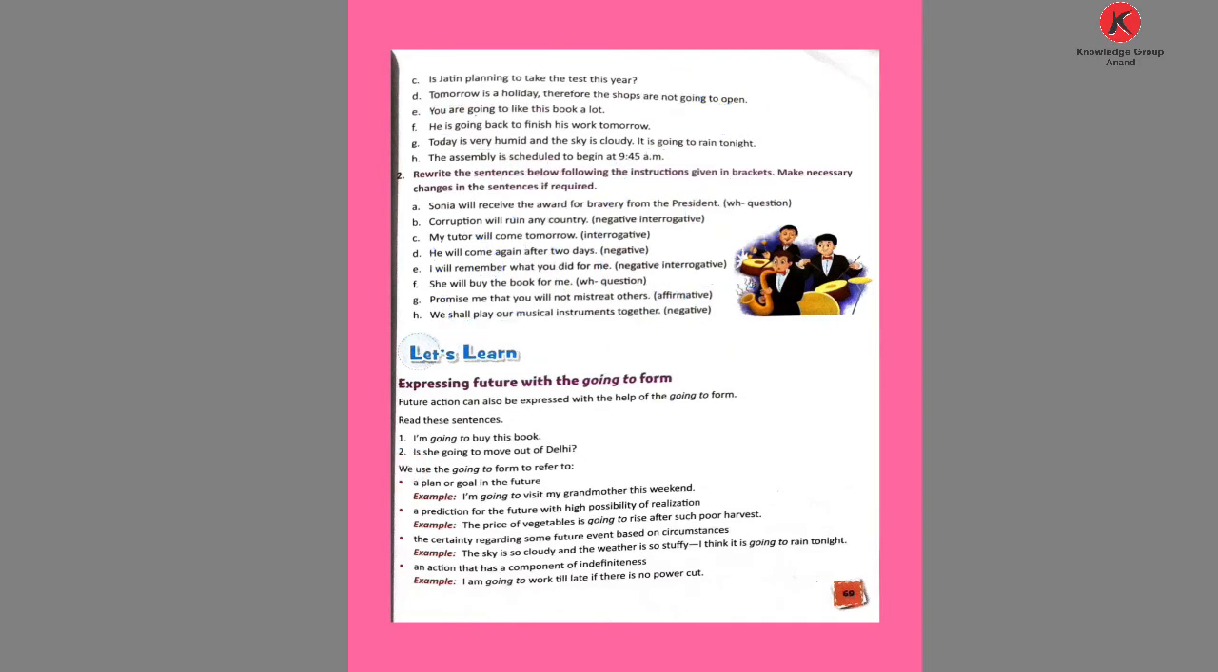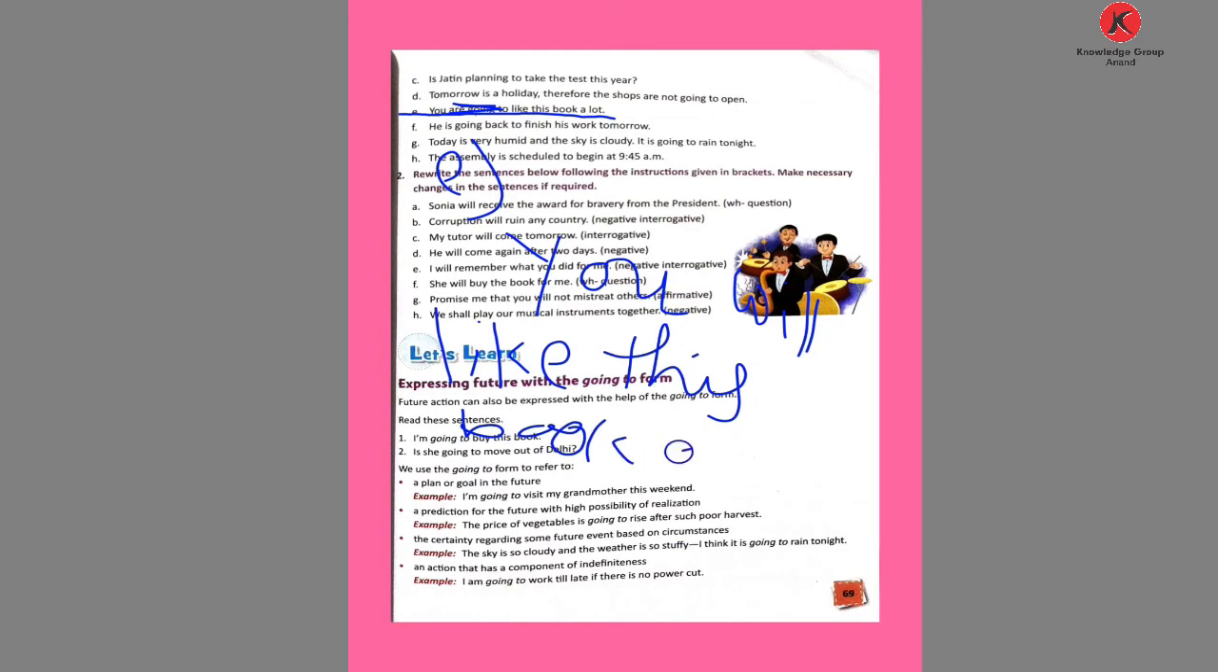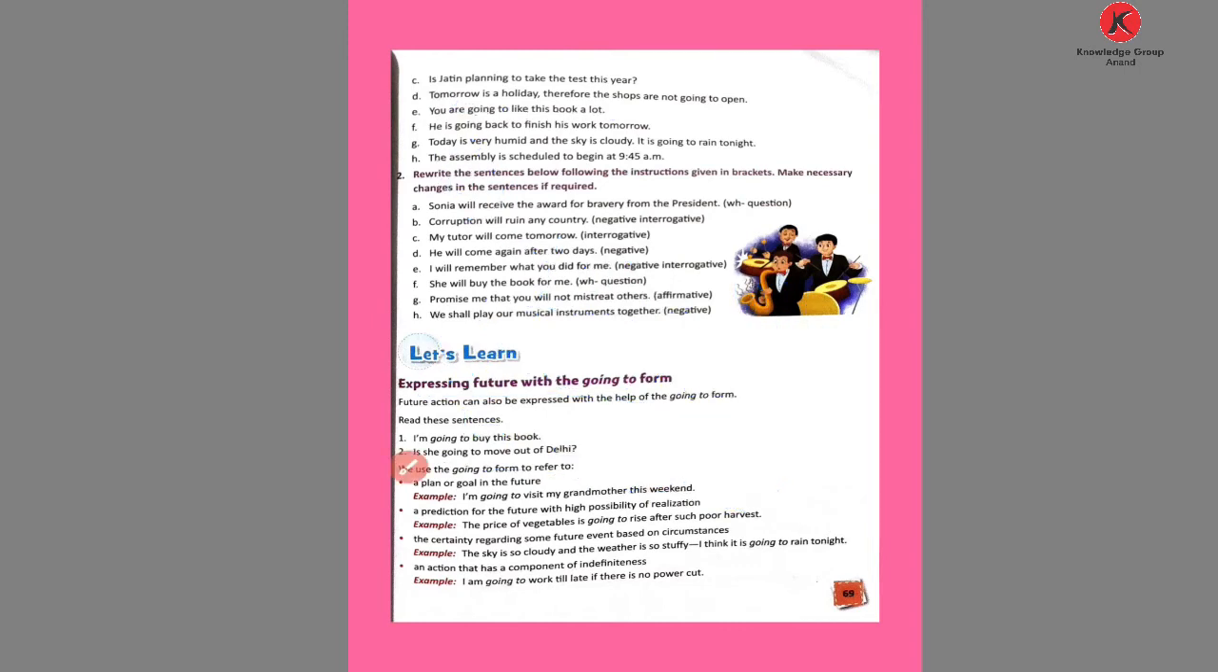Then next, E. You are going to like this book a lot. In the E, you use "you". Then what do you use? Will. You remove "are going to" and only add will. Then the verb like this book a lot. Okay, this is the sentence. You will like this book a lot. This is showing the future event.